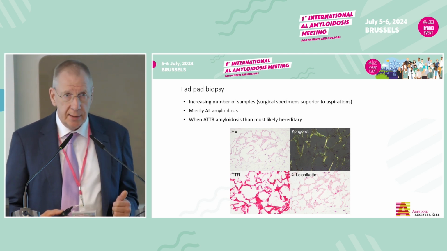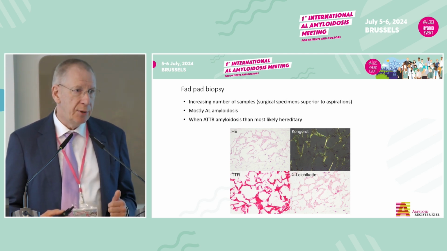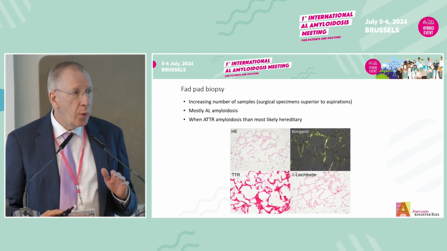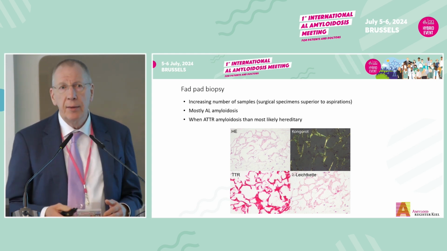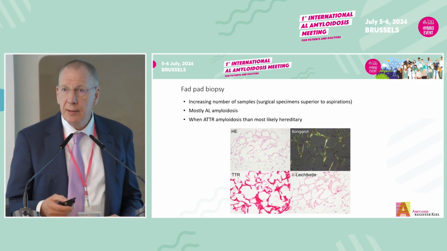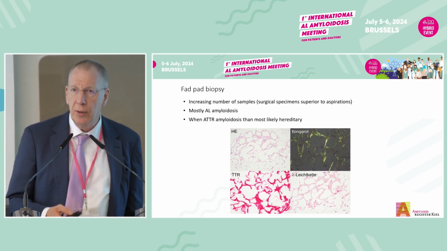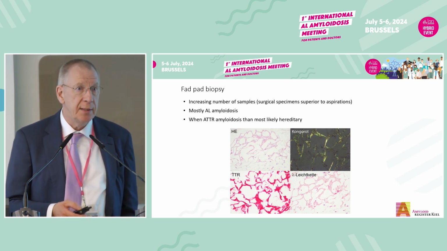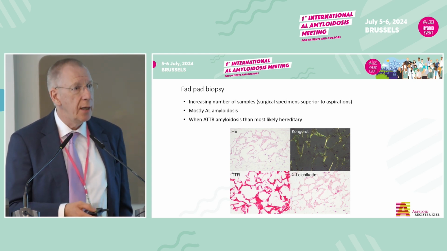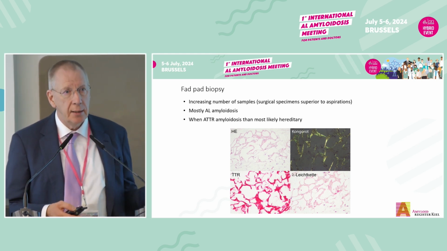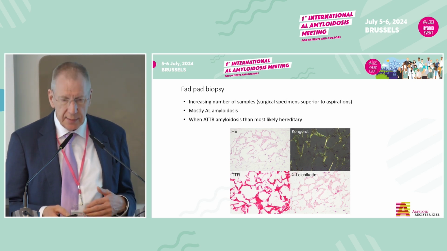And if it's negative, it does not exclude AL amyloidosis. That must be clear. You always have the risk of a sampling error. When it comes to early recognition, my recommendation is go for the organ which is symptomatic, if fat pad biopsy is negative. So if the kidney is showing up, take a kidney biopsy. If it's the heart showing up clinically, then take a heart biopsy when the fat pad biopsy is negative.